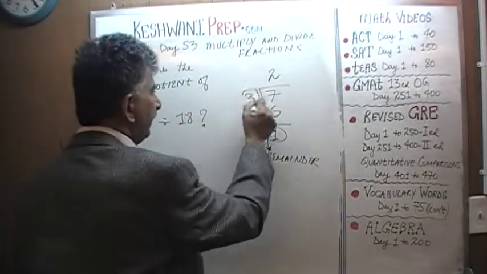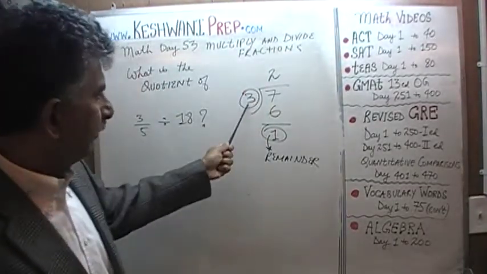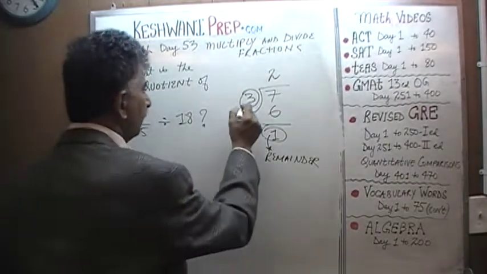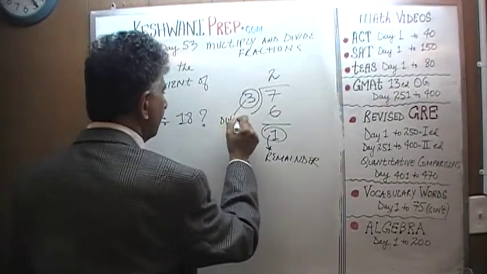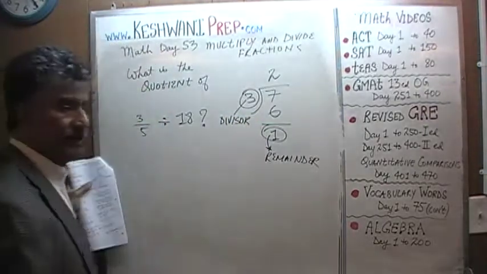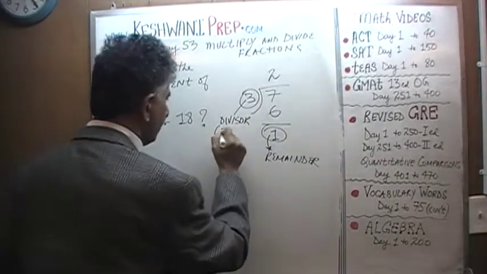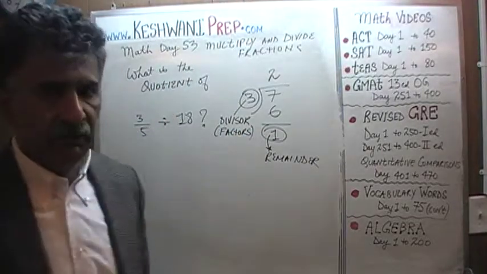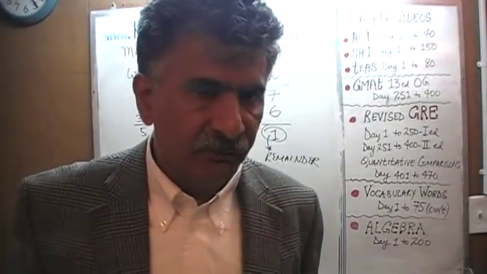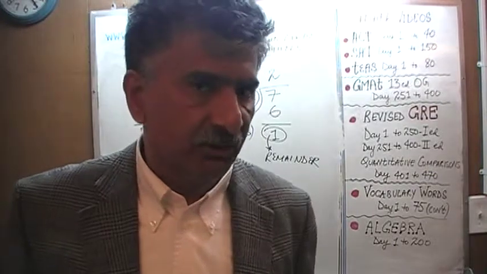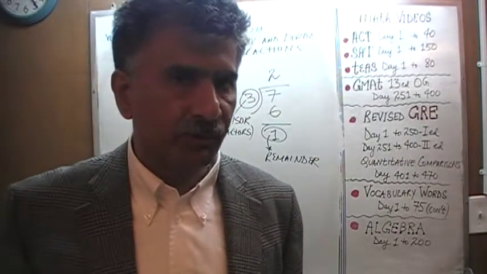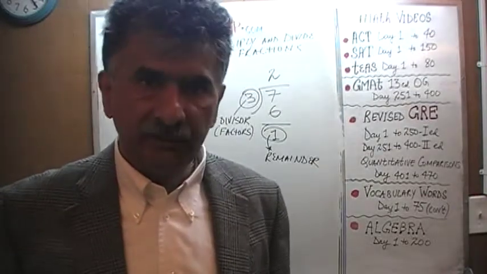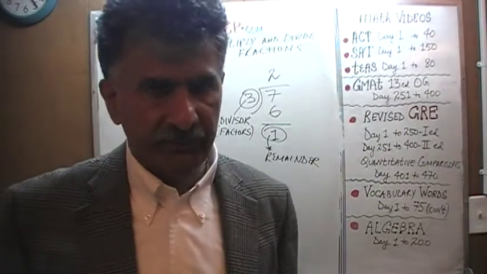What do we call this 3? The number that we're dividing by is called a divisor. Sometimes it's also referred to as factors. So if somebody asks you to list all the divisors of 12, they're simply asking you for all the factors of 12, all the numbers that you can divide 12 evenly into. It's just a fancy way of saying factors.